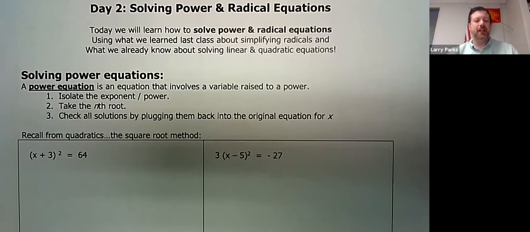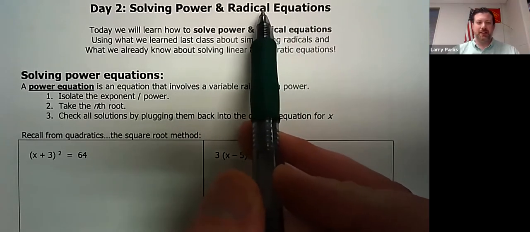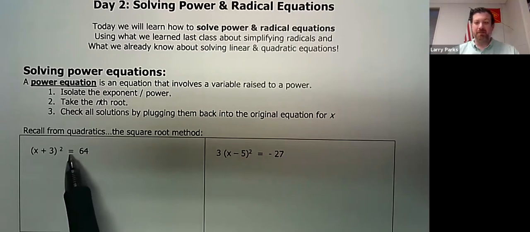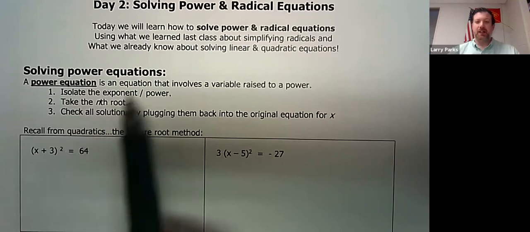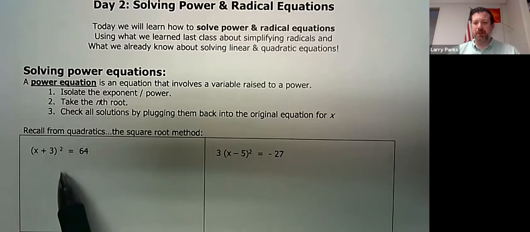Today we are going to learn how to solve power and radical equations. We would call this a power equation because there's an equal sign and we have a power. And then we'll solve radical equations. That would be when you have a square root or cube root or fourth root. Basically, we're not simplifying. We're trying to find the answer or answers that make this true. And sometimes there's nothing that makes this equation true.